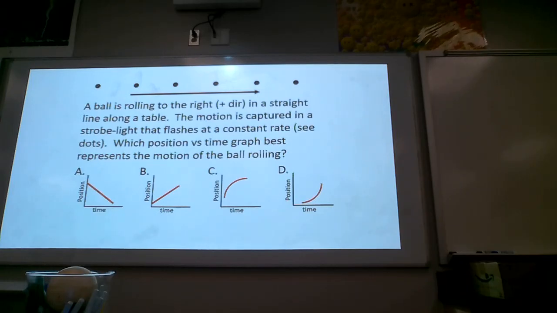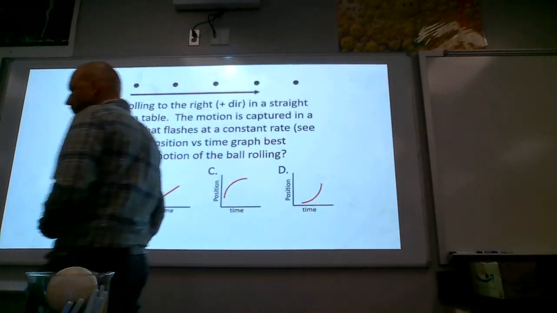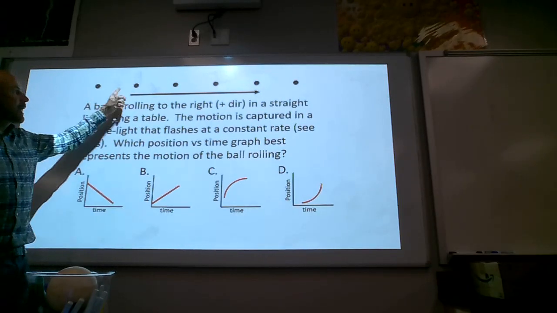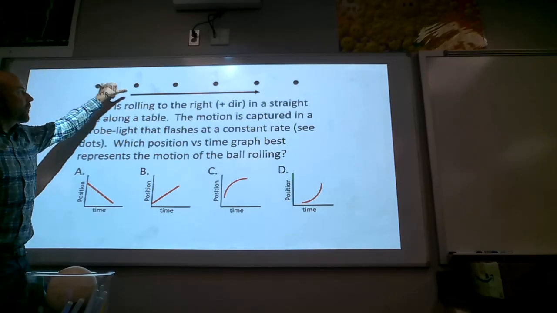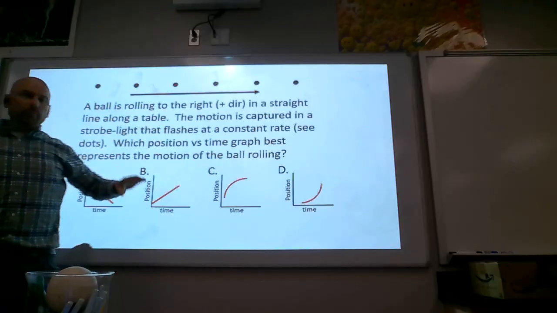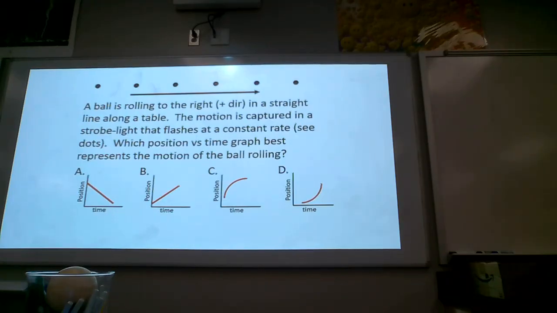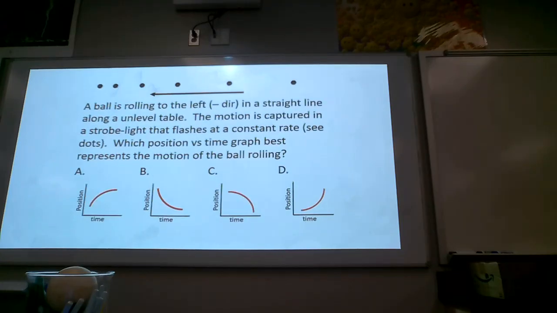Tell your neighbor, tell them why. Correct answer is B. Beautiful buffaloes. Okay. Moving at a constant velocity to the right corresponds to a constant velocity on a position versus time graph, constant slope. Next question.